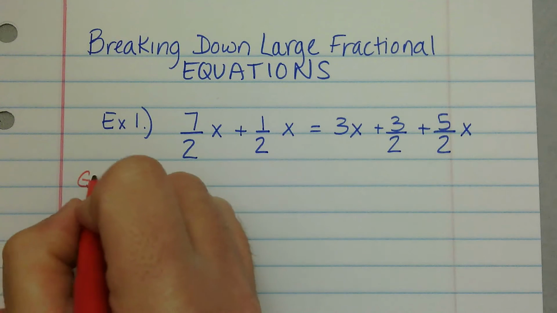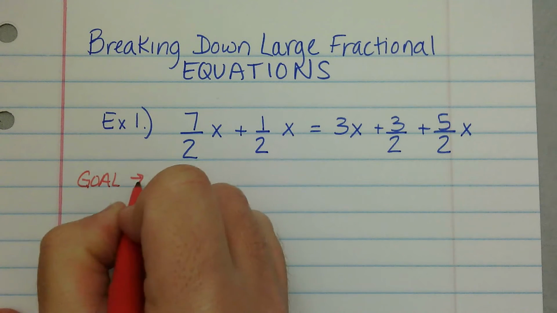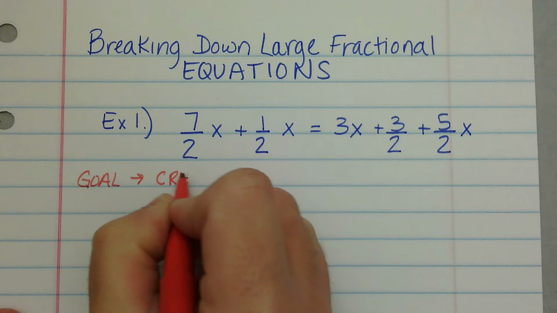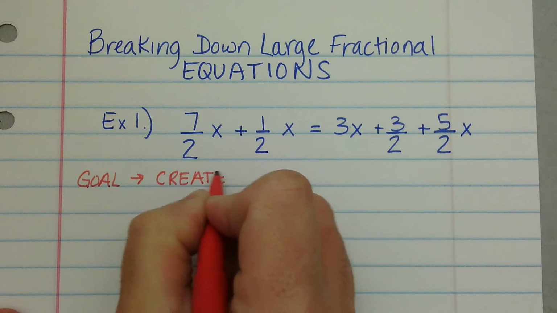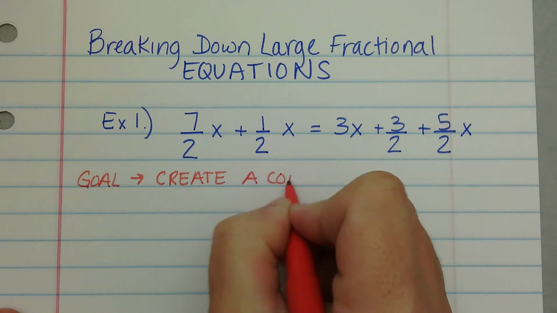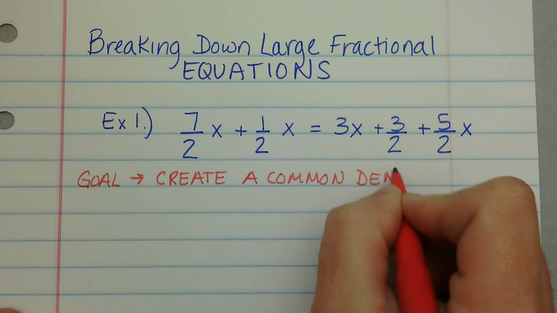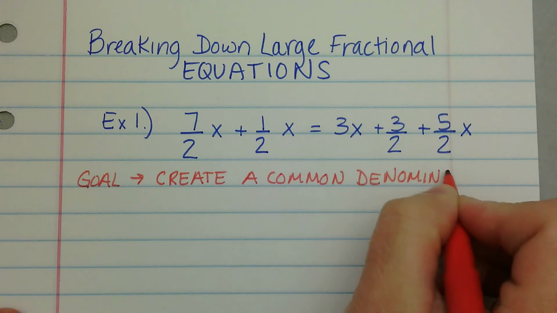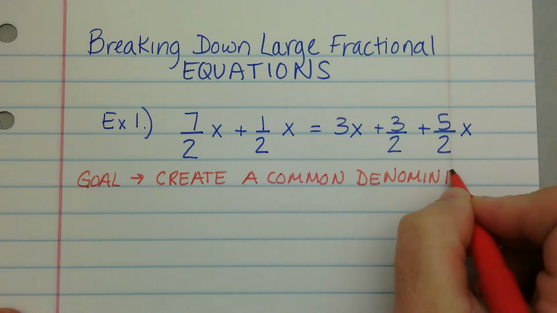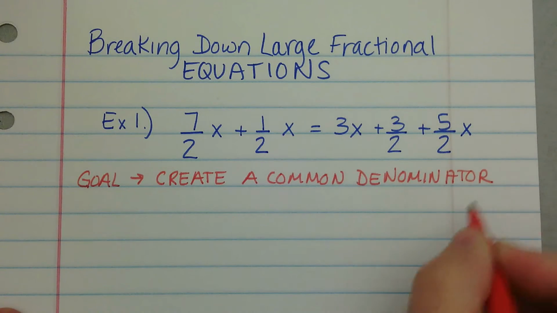Our goal is to create a common denominator for every single term. If we create a common denominator, we no longer will have fractions in our equation because we can cross them out.